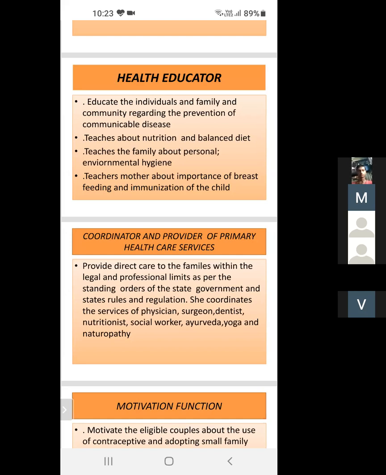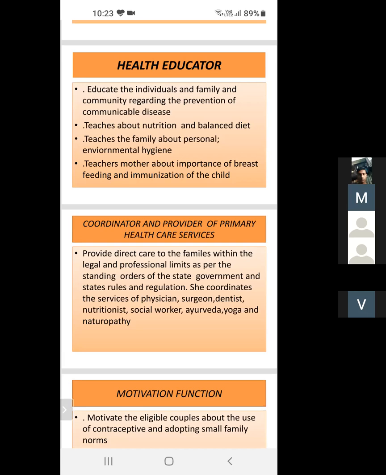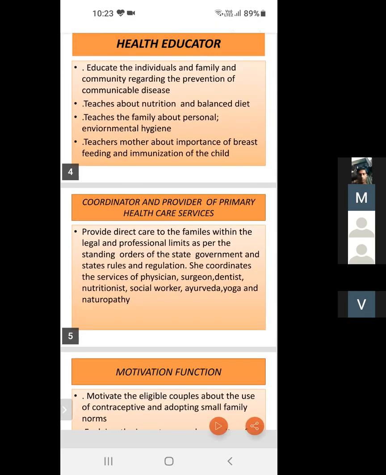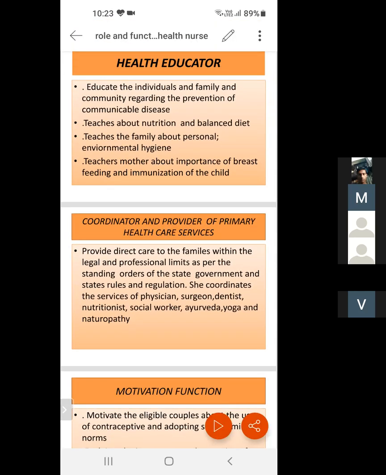We want to teach the family members about each one. It means prevention of communicable disease, immunization, feeding, environmental hygiene, and nutrition and a balanced diet. That is the health educator's responsibility. Understand? Yes, ma'am.